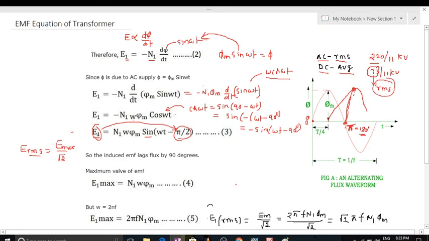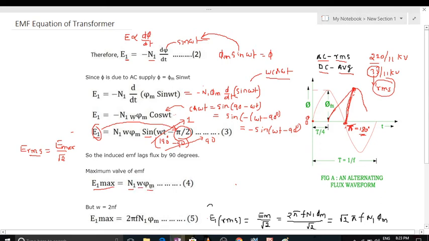The induced EMF at the primary becomes maximum when this value becomes maximum. According to this figure, the induced EMF is maximum at this point, which happens at ωt = π, that is 180 degrees. If I substitute 180 degrees here, 180 minus 90 is 90, so sin 90 is 1. Finally we get Emax = N1 ω φm only.